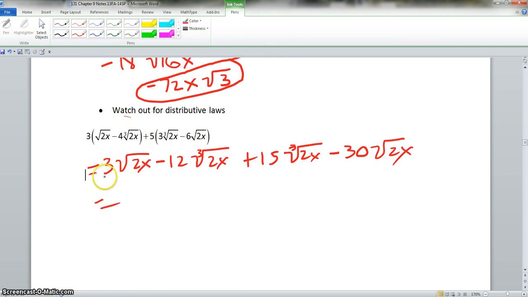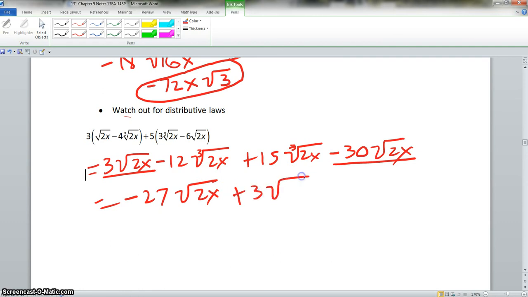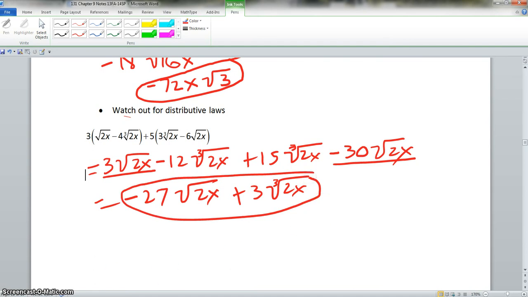Now we're going to combine like terms. 3 times the square root of 2x minus 30 times the square root of 2x to give a negative 27 square root of 2x. Now negative 12 cube root of 2x and a positive 15 cube root of 2x will give us a positive 3 cube root of 2x. And we're done with that problem.